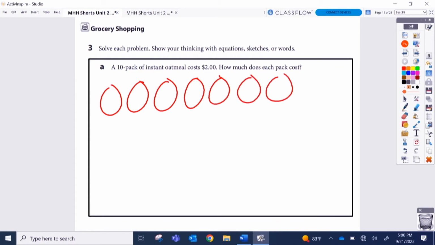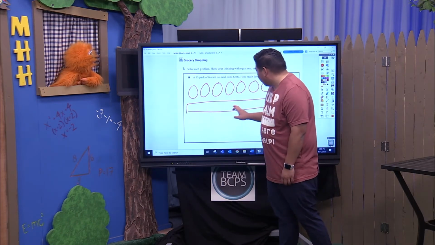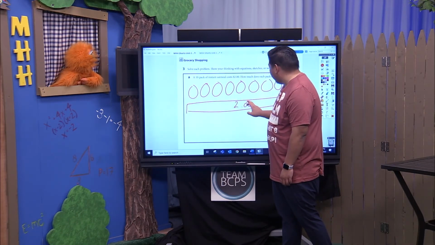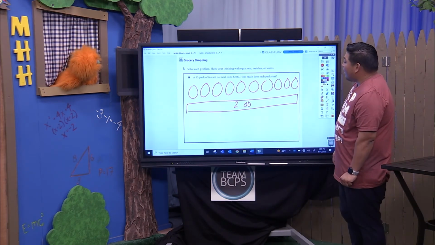So those are the packs of oatmeal you're drawing? 1, 2, 3, 4, 5, 6, 7, 8, 9, 10. Yep. Okay. And all of them together cost $2. Okay. So how would we be able to figure out how much each of them cost?